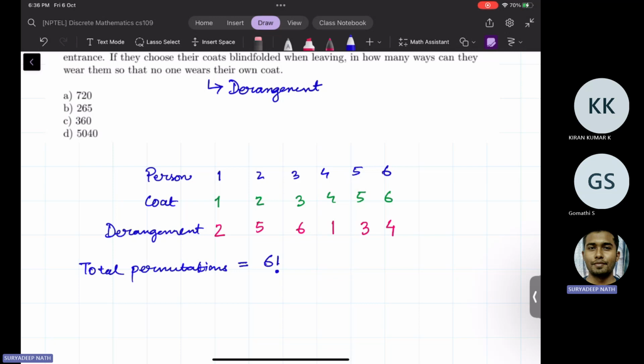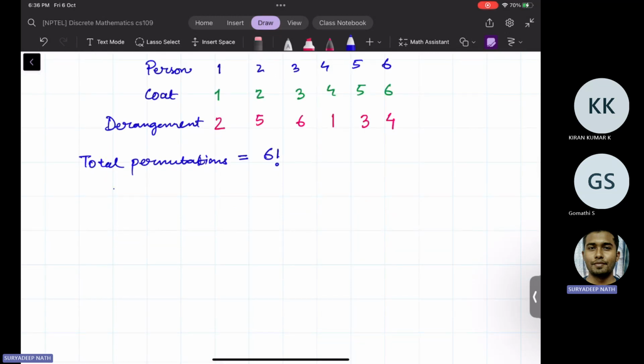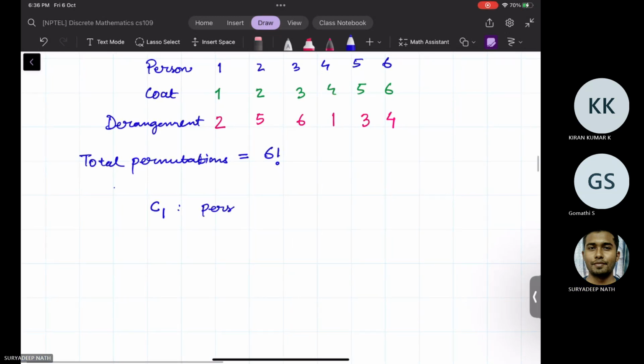6 factorial. Right, so it's 6 factorial. Now let us again, for this inclusion exclusion principle, define the set C1 as person one wears his or her own coat. We do not know what about the other people. So that is the beauty of the inclusion exclusion principle.